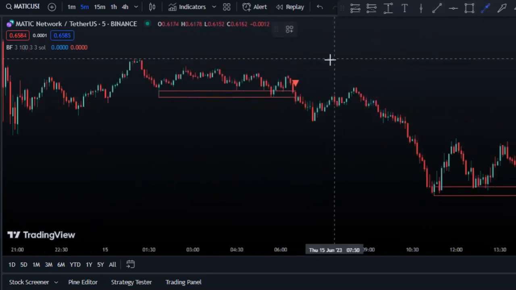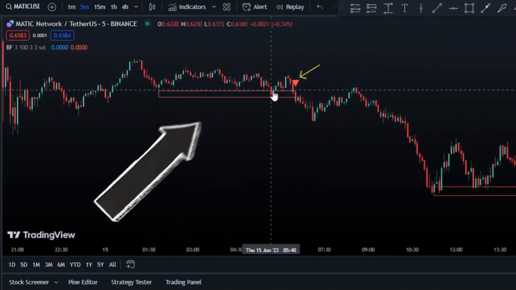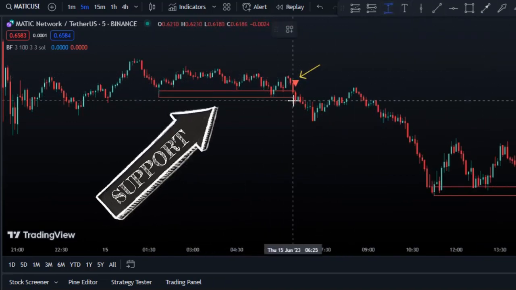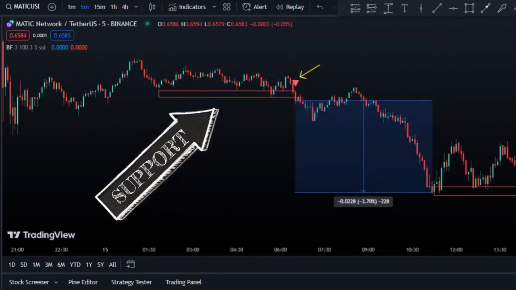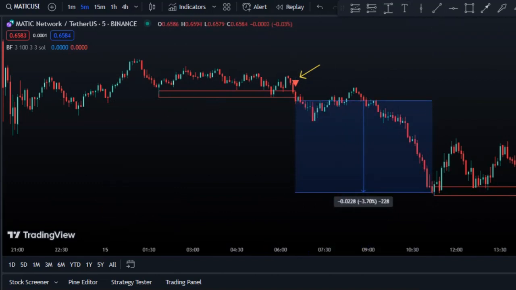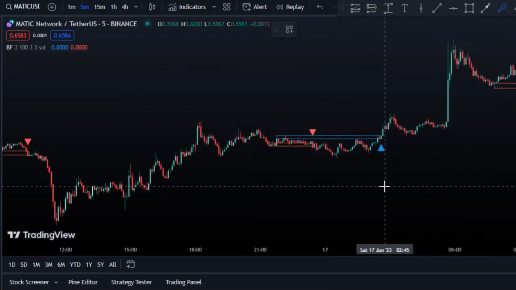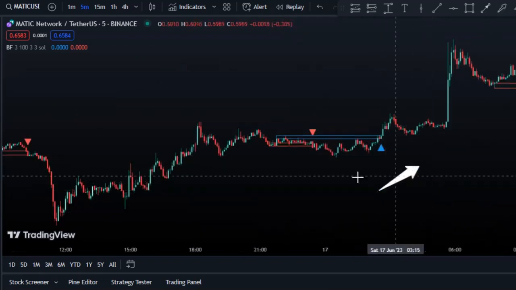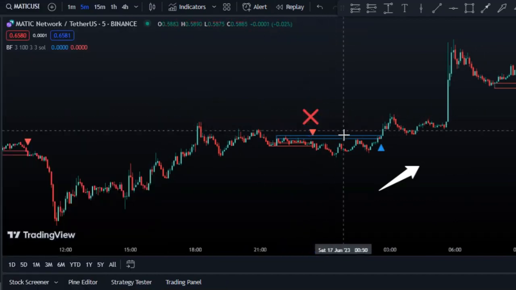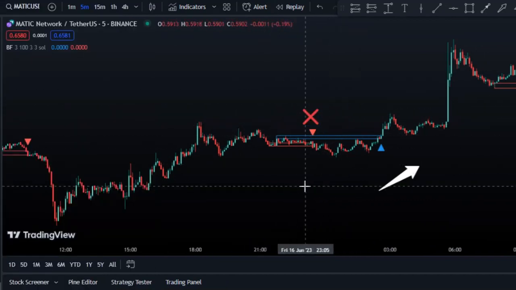And similarly, the indicator has identified a support area in this example and generated a short signal after the support level has broken. However, some signals go against the market trend. For instance, in this example, despite an upward trend, we received a sell signal, which could have led to losses.